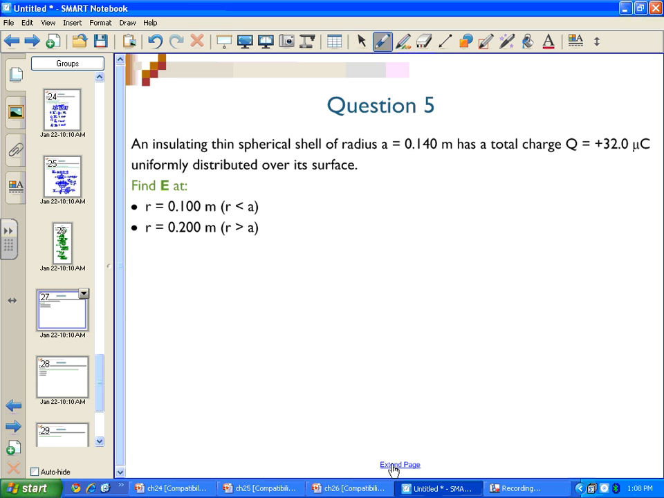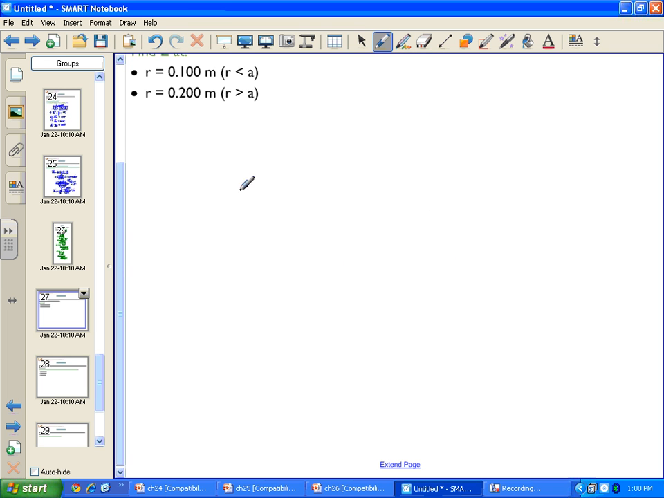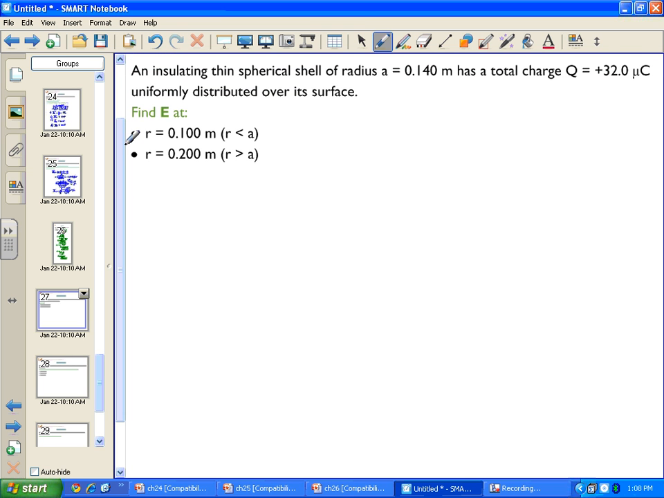Next problem. Here we are given an insulating ring which is hollow on the inside, has a radius of 0.14 meters, and a total charge of 32 microcoulombs. The charge only sits on the surface of this shell. So this is a hollow, very thin shell, and all of the positive charge sits only along the surface. There is no charge inside.